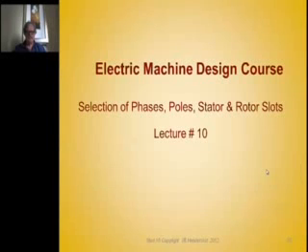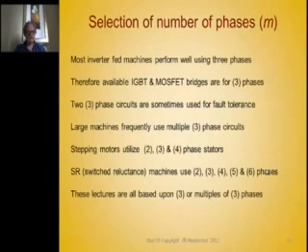Lecture number 7, entitled The Selection of Phases, Poles, Stator, and Rotor Slots for use in designing 3 types of electrical machines. The selection of the number of phases, of course, is always the first decision, and it's not a big decision. It's usually 3 phases. Most inverter-fed machines that are used around the world today are 3-phase motors, particularly grid motors.